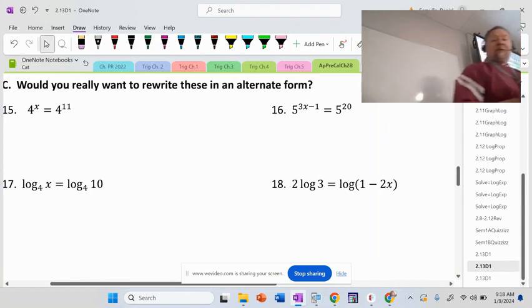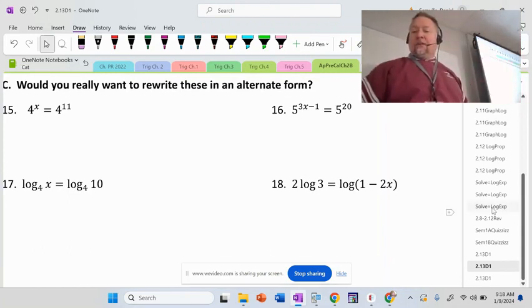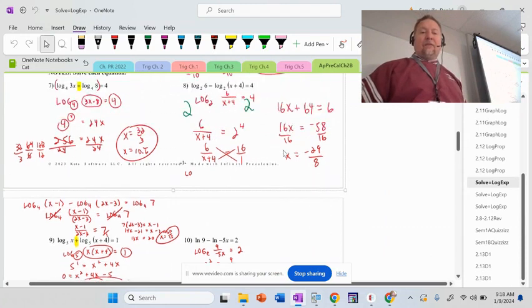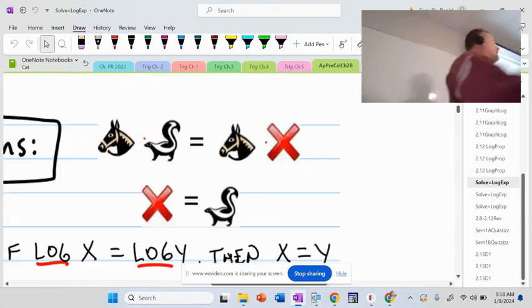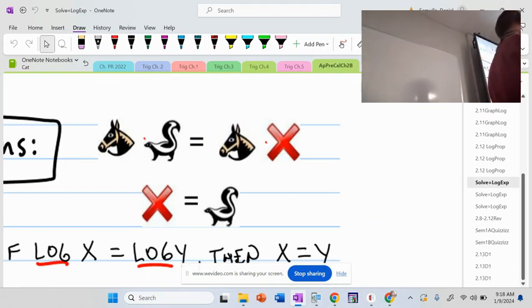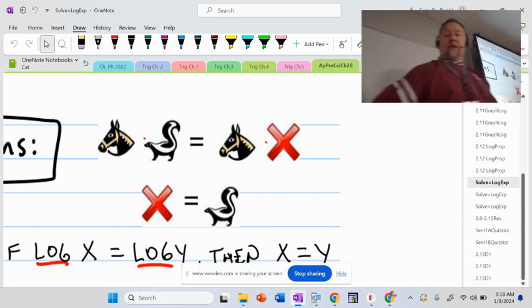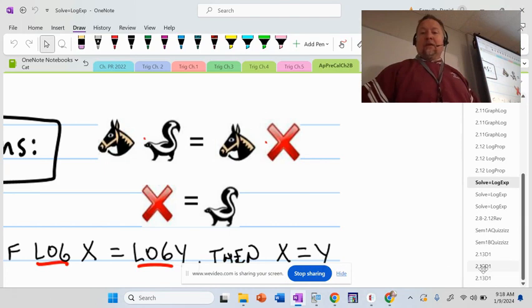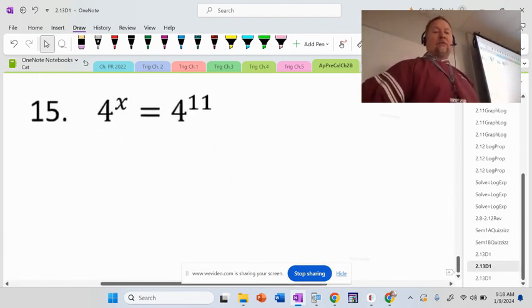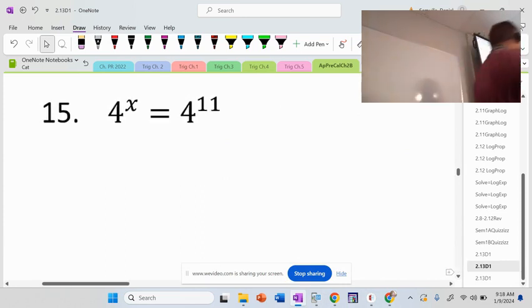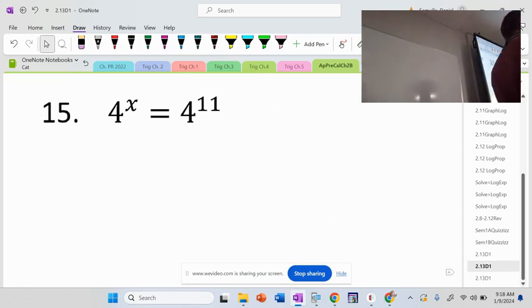All right, and then just a couple more here. Do you remember this? I'm going to go to previous notes and I'm almost done. Do you remember these notes? Do you remember the horse skunk equation? I told you I could have Lexi, my 8th grader, tell me the answer to the next one, because it is pretty easy. When I have 4 to the x equals 4 to the 11, what would x have to equal just by matching? 11.